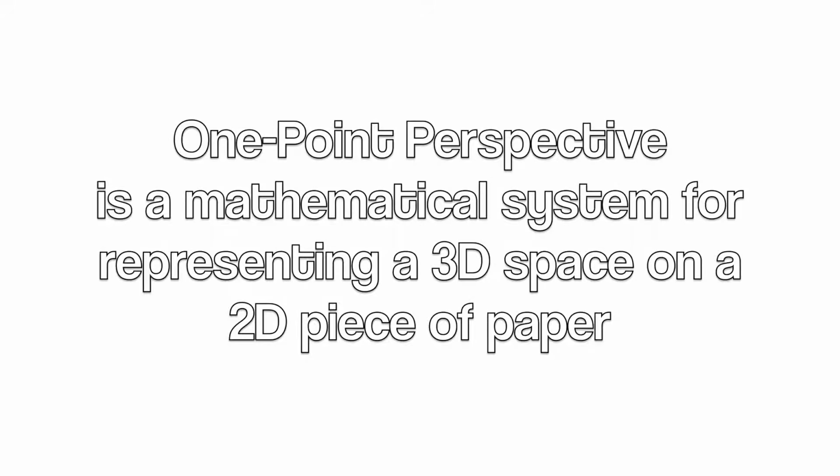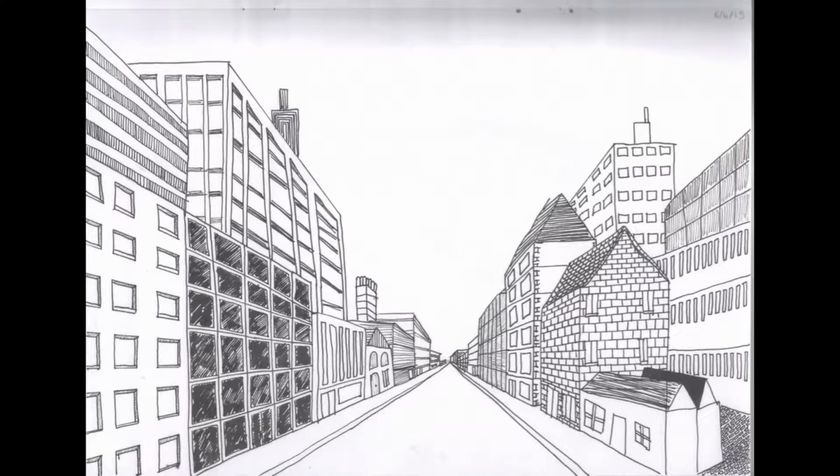Let's go ahead and get started with one-point perspective. Let's check out a few images of how artists use one-point perspective. Ours will be a more simplified version that uses the same ideas. So one-point perspective is a mathematical system for representing a 3D space on a 2D or flat piece of paper. It's called one-point perspective because all the lines travel back in space to meet at a single point on the horizon line. Remember that horizon line is the line that forms when the sky meets the ground.